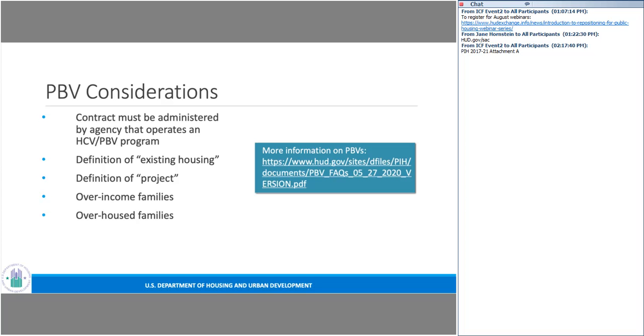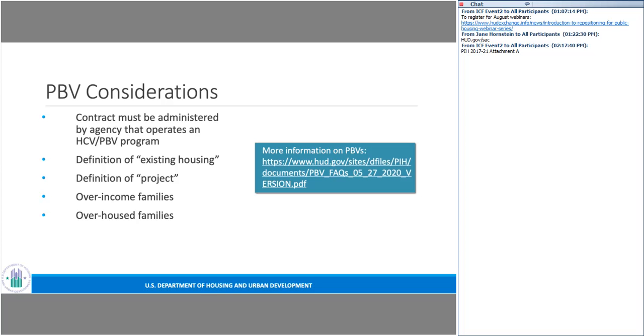Definition of existing housing in the project-based voucher program is important. If you're taking a project through Section 18, for example, and you would like to immediately enter into a project-based voucher HAP contract at the project. So on Monday, it's public housing. On Tuesday, you have closing. On Wednesday, you want to be a project-based voucher project. That's fine as long as the project meets the PBV definition of existing housing.